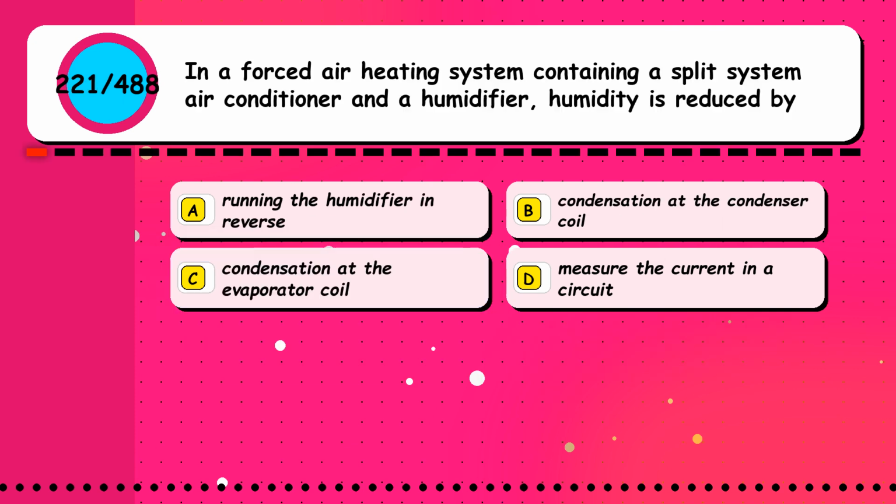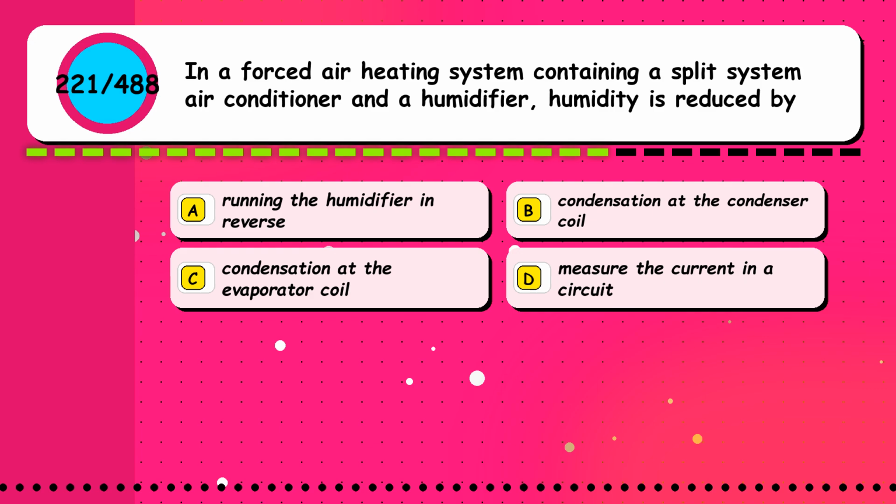Question 221. In a forced air heating system containing a split-system air conditioner and a humidifier, humidity is reduced by: Option A, running the humidifier in reverse. Option B, condensation at the condenser coil. Option C, condensation at the evaporator coil. Option D, measure the current in a circuit.